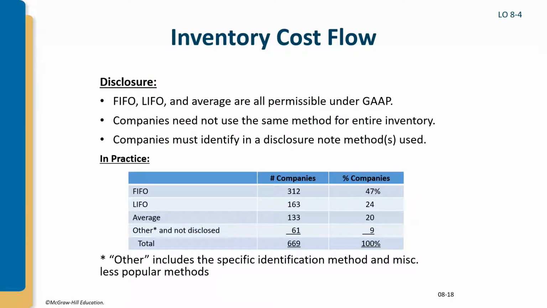When it comes to the method you pick, you must identify which one you're using in your notes to your financial statements. So here's some information about some companies. A lot of companies use FIFO, almost 50% of them. The rest is pretty much split between LIFO and average costs or specific identification.